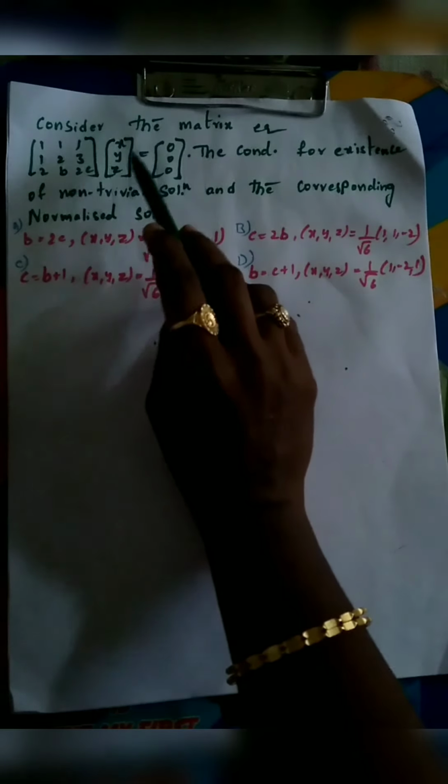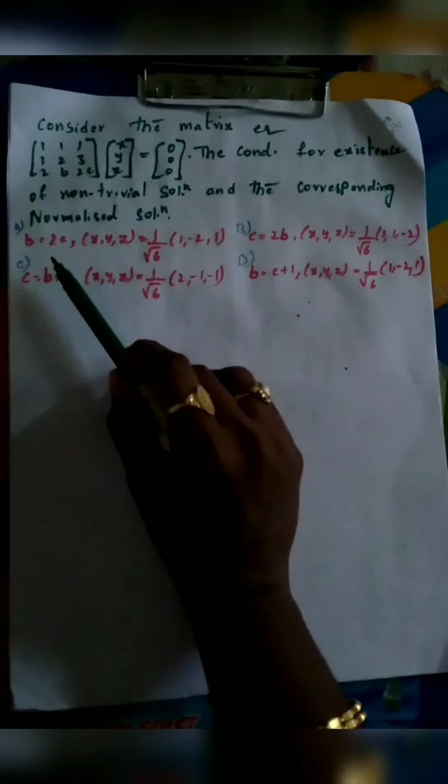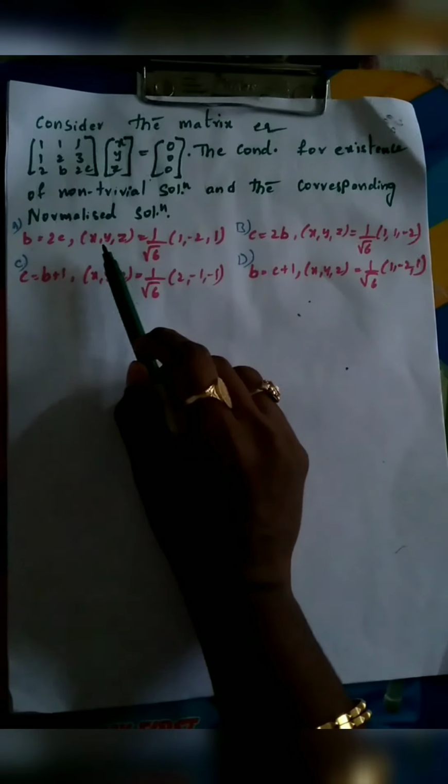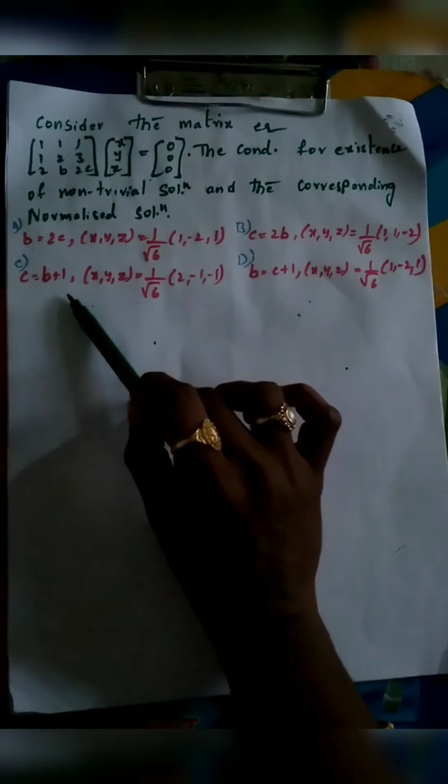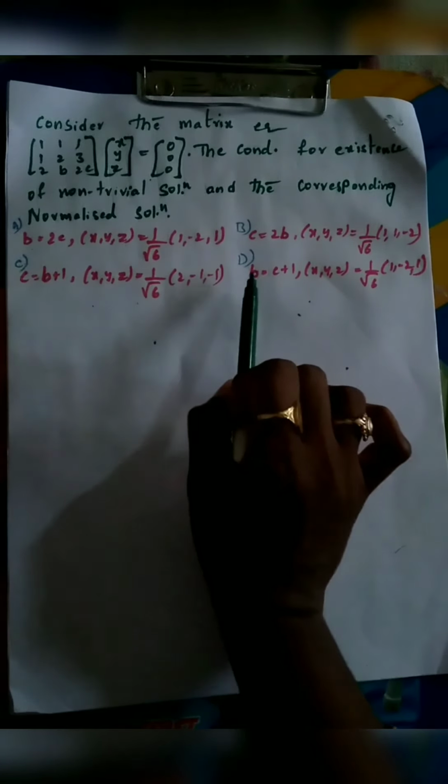Consider the matrix equation, 3 by 3 matrix 1 1 1, 1 2 3, 2 b 2 c, times x y z is equal to the null matrix. The condition for existence of non-trivial solution and the corresponding normalized solution. Options are: A, b is equal to 2c, x comma y comma z is equal to 1 by root 6, 1 comma minus 2 comma 1. Option B, c is equal to 2b. Option C, c is equal to b plus 1 and x y z. Option D, b is equal to c plus 1.